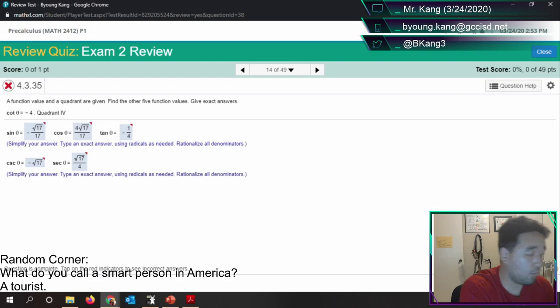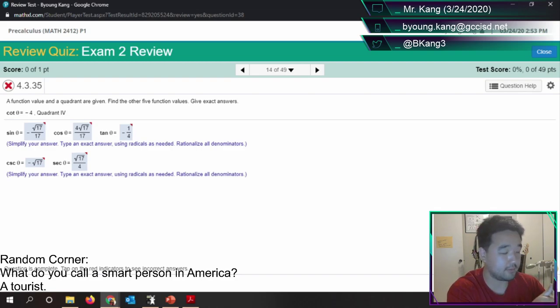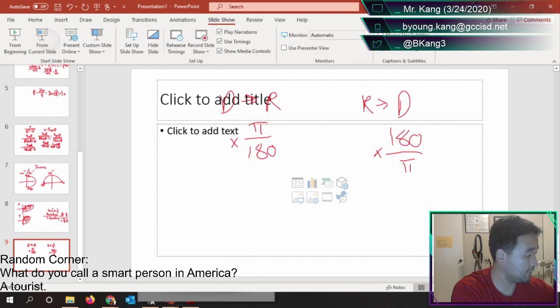Okay, so they tell you the quadrant you're in and they tell you cotangent is -4. The trick here is that cotangent would be x divided by y. It doesn't look like it's a fraction, but the y would be 1, because anything can be a fraction if you divide by 1. So quadrant 4, cotangent's -4.